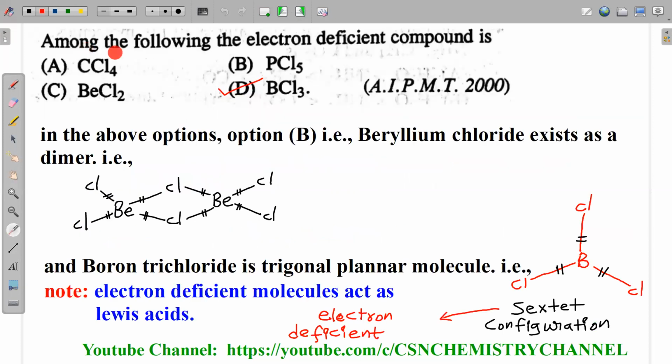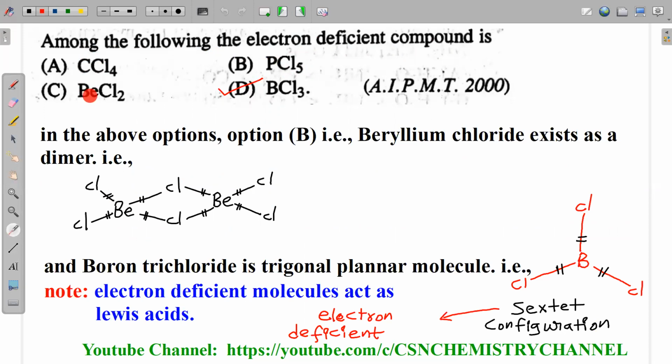Next question. Among the following, the electron deficient compound is? CCl4: the carbon is tetrahedrally surrounded, which means carbon contains 8 electrons in its valence shell. PCl5: phosphorus has 5 bonds, which means the phosphorus valence shell contains 10 electrons in the molecule.